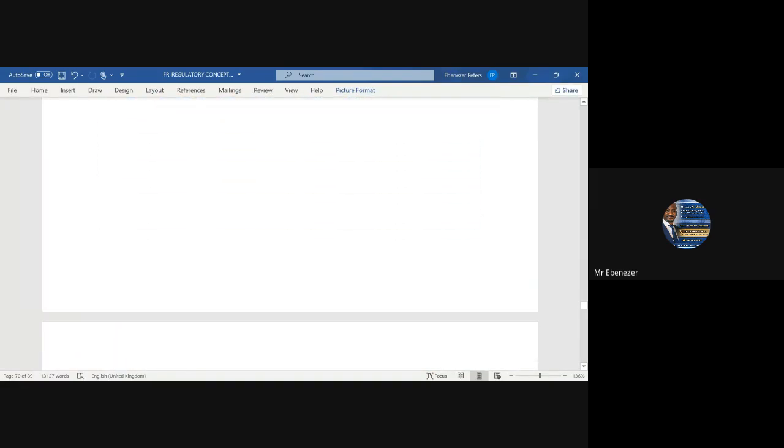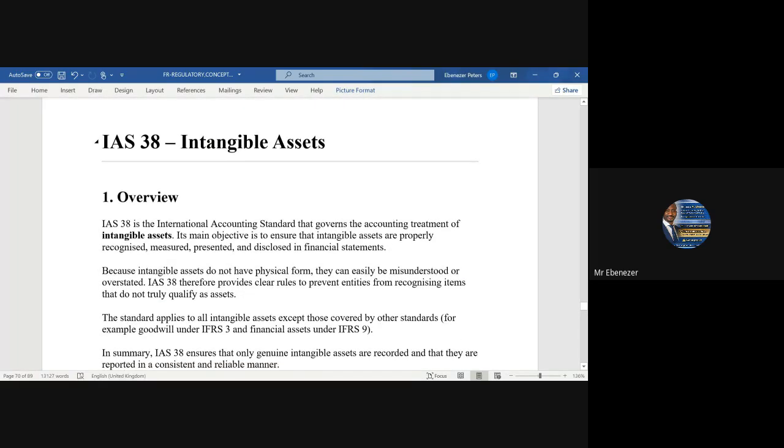IAS 38 talks about intangible assets. Summarily, it's trying to describe to us how to account for whatever we call an intangible asset. We know that intangible assets do not have what we call a physical form. That is, you cannot see them, you cannot touch them, but you cannot deny that they exist.